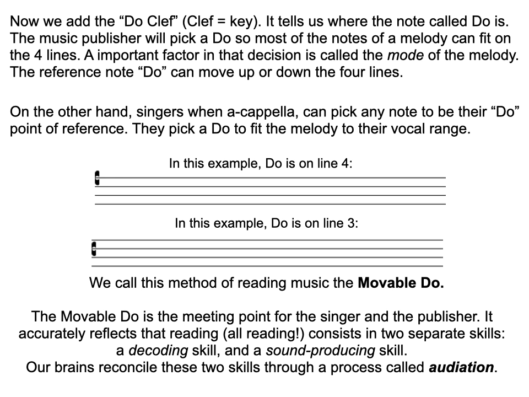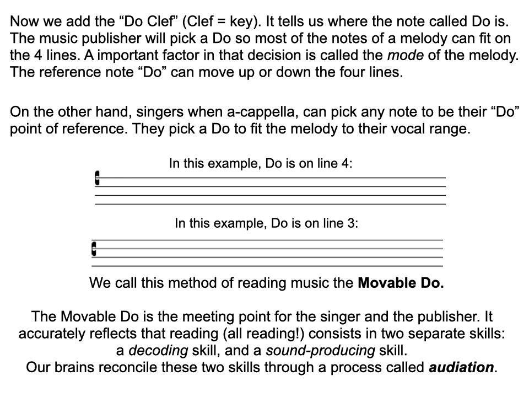An important factor in that decision is called the mode of the melody. The different modes show different relationships between the notes. And the reference note do can move up or down those 4 lines. On the other hand, singers, when they're a cappella, can pick any note to be their do. Of course, they have to agree if there are several singers together, but they can pick their own do.